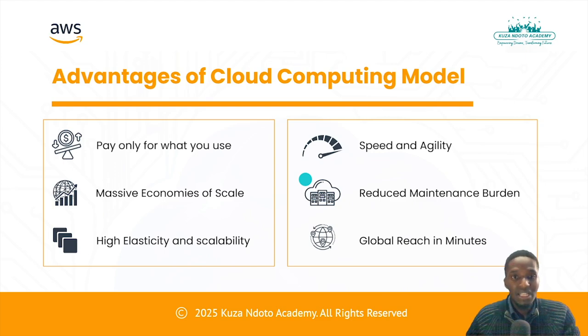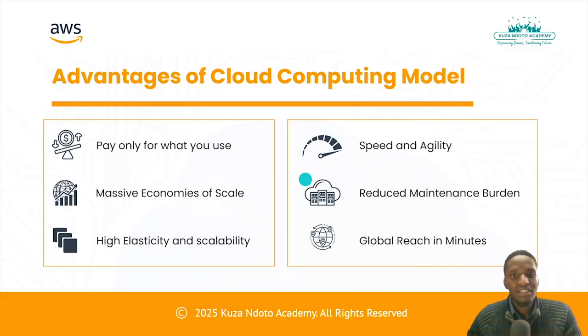Next is the scalability and elasticity that cloud computing offers. In the traditional model, you had to guess how much capacity you'd need. If you were wrong, you either crashed your system or wasted money on idle machines. In the cloud, there's no guessing. If your app suddenly goes viral at midnight, the cloud automatically scales up. If things go quiet, it scales back down. You get exactly the right amount of power at the right time. No more, no less.